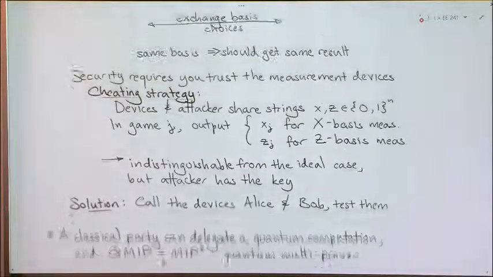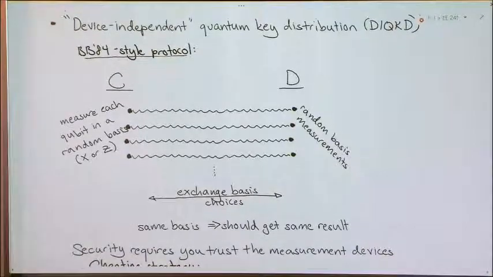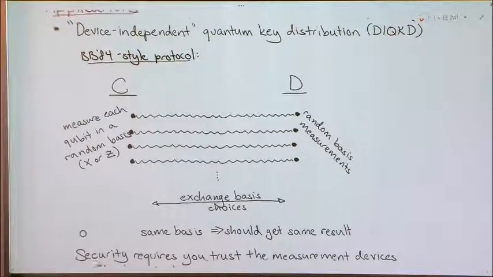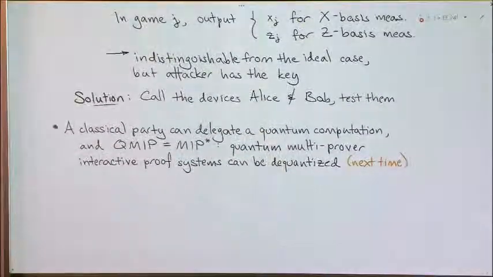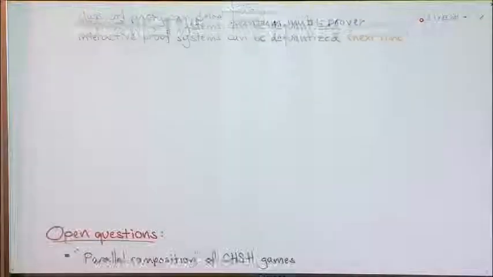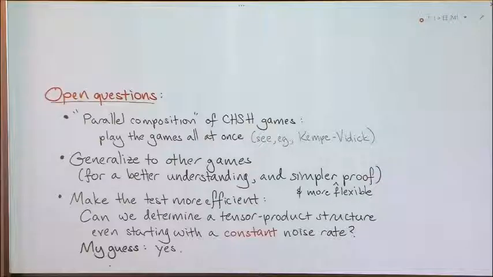I think I'll skip over the applications too, because Umesh talked about a lot of them. For example, DIQKD, or this delegated computations idea. But instead, I think maybe the most interesting thing for a workshop kind of setting is to say something about some of the open questions. One of the open questions is about parallel composition of the CHSH games. Do you still have the same kinds of theorems?